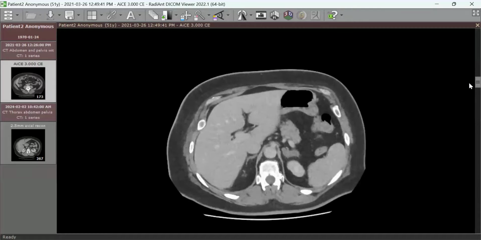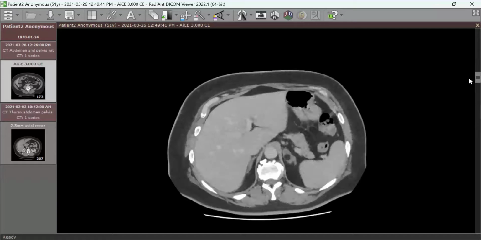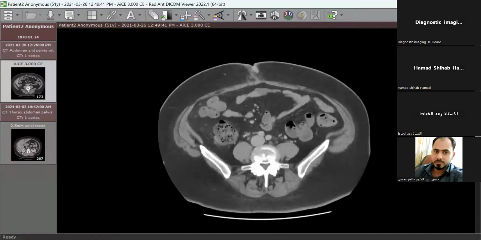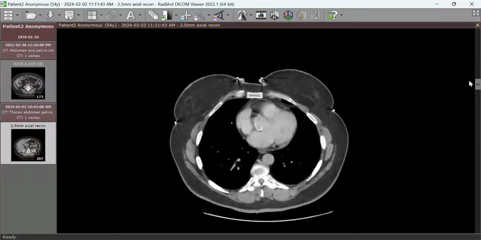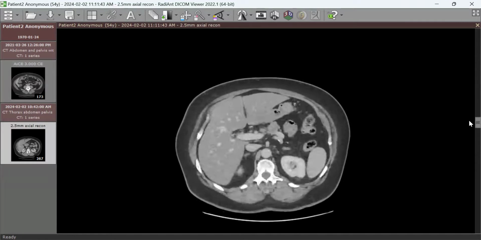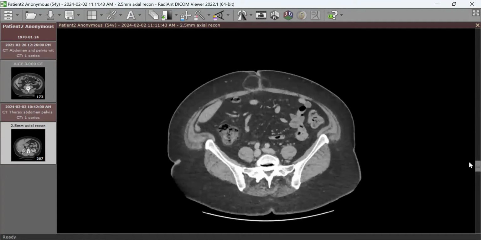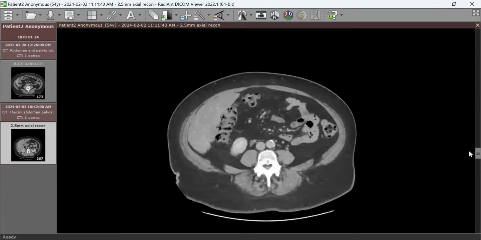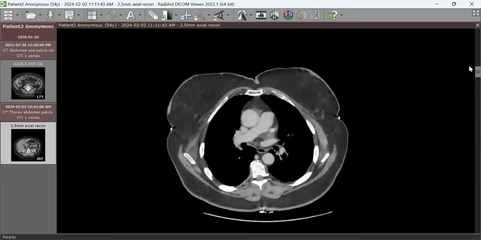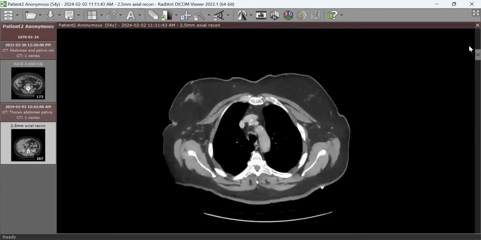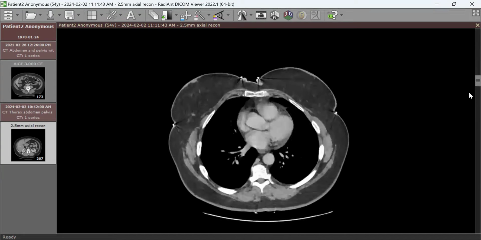So this patient is a 54-year-old female who presented with periumbilical lumps, and she has left-sided abdominal pain and change in bowel habits. So this CT was done for her, and I'll go slowly from cranial to caudal, and let me know if you see anything.